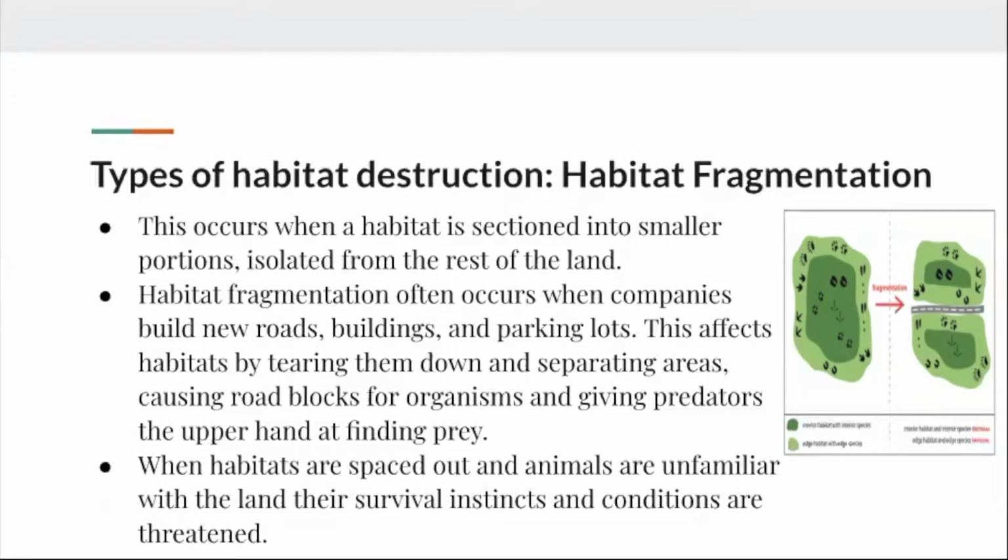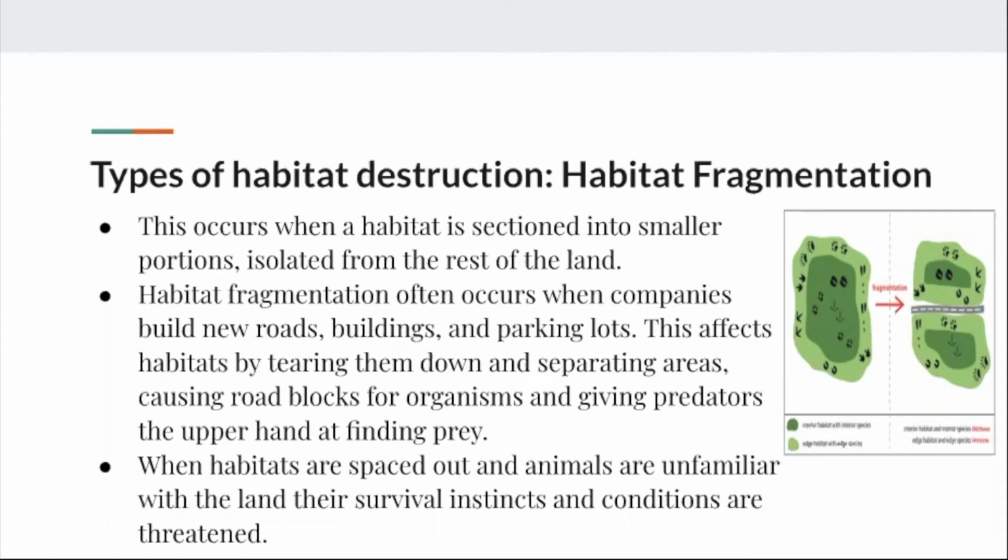And this causes roadblocks for organisms, and it gives predators the upper hand, or advantage, at finding prey. This is because the prey is not used to the area, and then they get lost. And when you're lost, you're distracted, you're not focusing on predators, you have nowhere to hide, and so it's actually a lot easier to catch these prey. And it just causes these prey to die out at a quicker rate because of all these predators grabbing them.